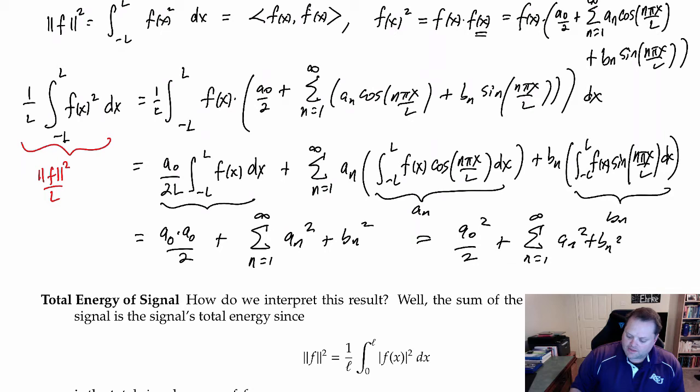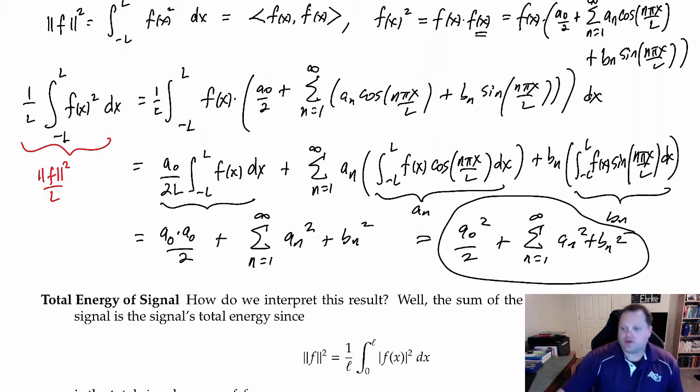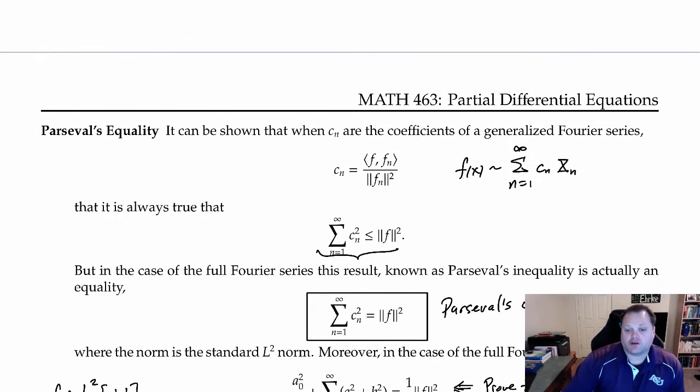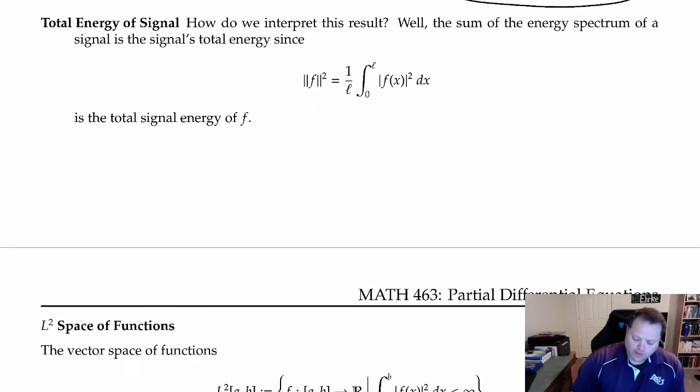And that is the sum of the energy spectrum is equal to the norm squared of the function divided by L if we're looking at the full Fourier series on the interval from minus L to L. In general, for an orthogonal expansion, the sum of the energy spectrum is less than the norm squared of the function. But in the case of the Fourier series, either Fourier sine, Fourier cosine, or full Fourier series, it turns out that the sum of the coefficients is actually equal to the norm squared of the function, which is a really big deal. And we're going to track that here with a couple more examples.